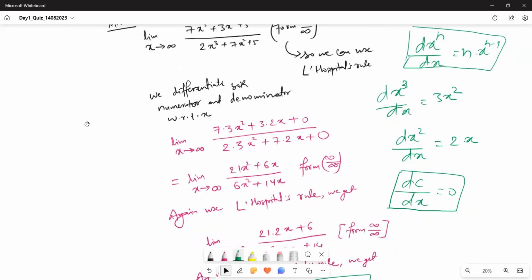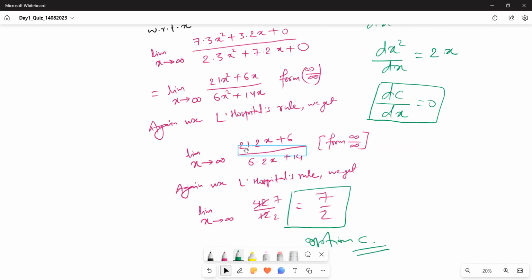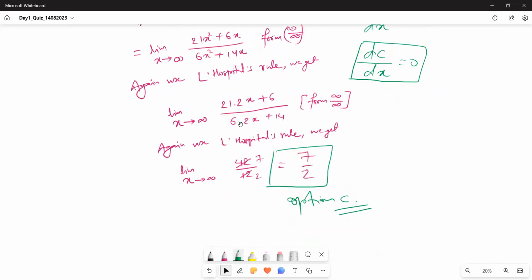So again, when you try to substitute the limit value of infinity, it is again forming infinity by infinity form. If it is in the form of infinity by infinity, it is very good for us that we can use L'Hospital rule again, right? So we use L'Hospital rule again, differentiating both numerator and denominator with respect to x. Again, when you check, it is again forming infinity by infinity, so again use L'Hospital rule.